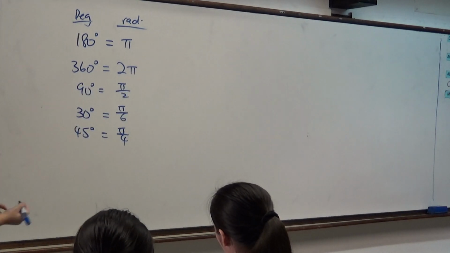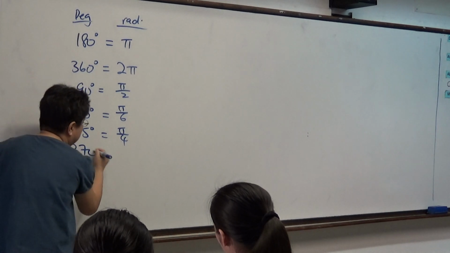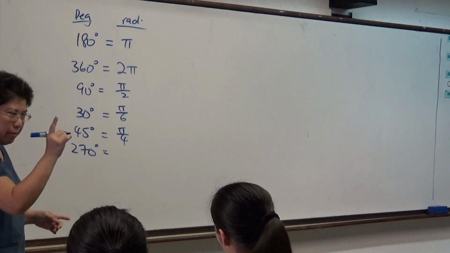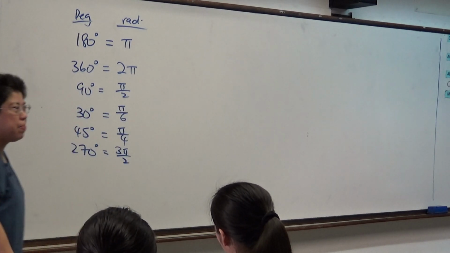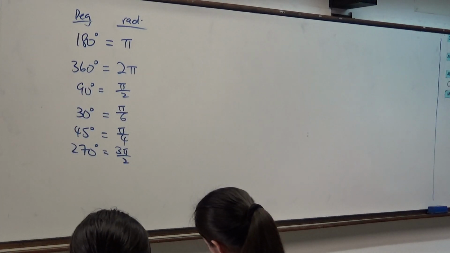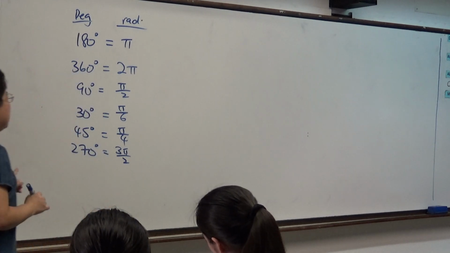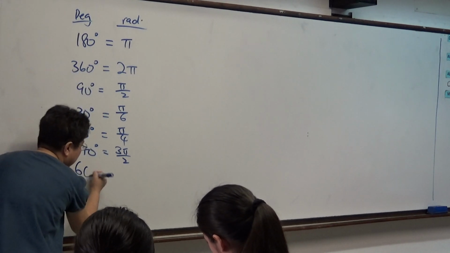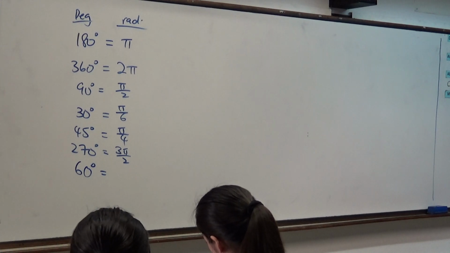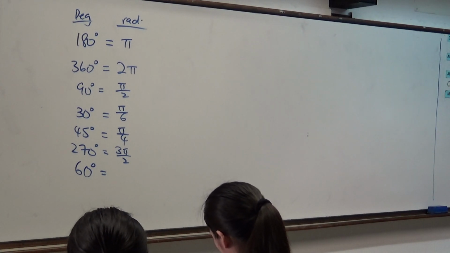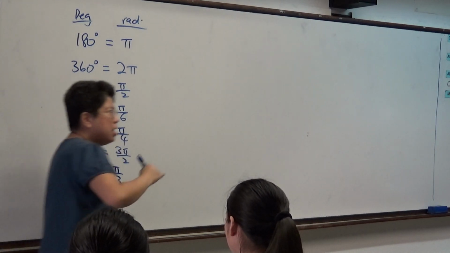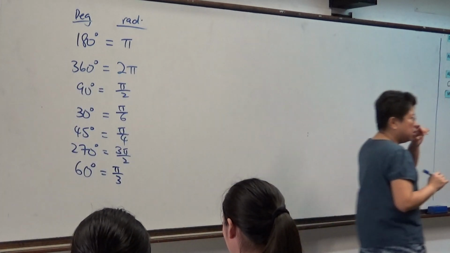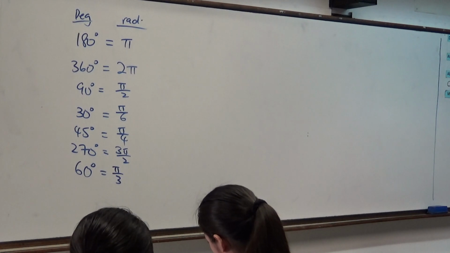Everybody okay? Now, what about 270? This was yesterday, that one. What is it? 3 pi over 2, right? Everybody okay? Alright, now, the special angles also include 60. What is 60? Pi over 3. Okay?